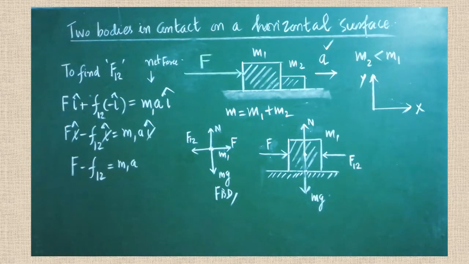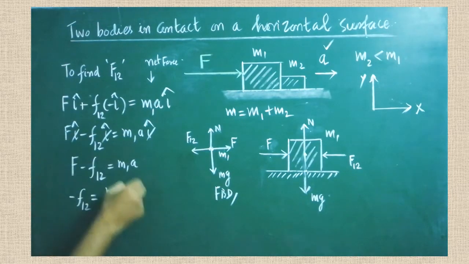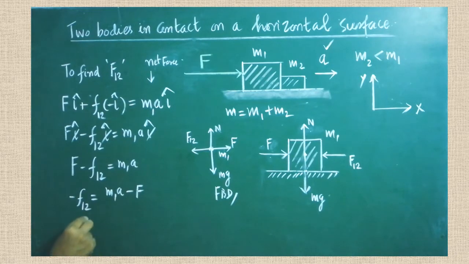Are you clear? So how will you write it further? What is required here? F12 is required. F12, minus, here the minus sign is there. Are you clear? How will you remove the minus sign? First you write step by step. Minus M1A, if it is brought to this side, this one becomes F. Change the sign. F12 is equal to F minus M1A can be written.